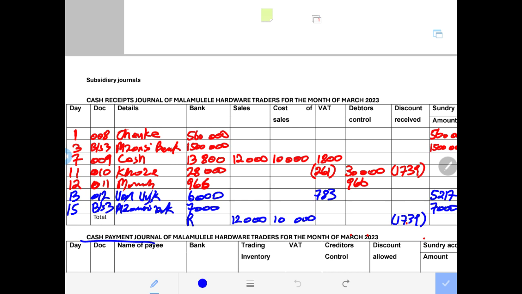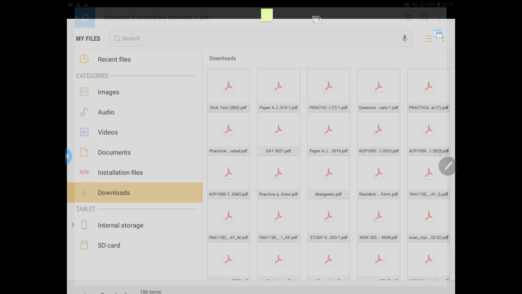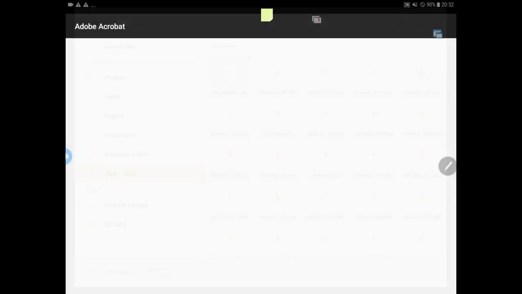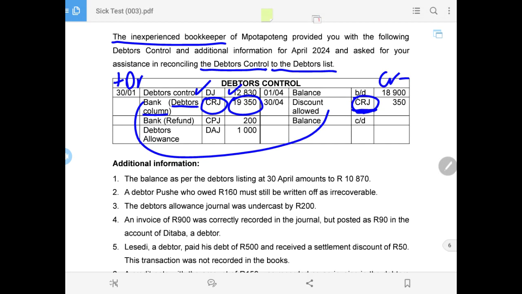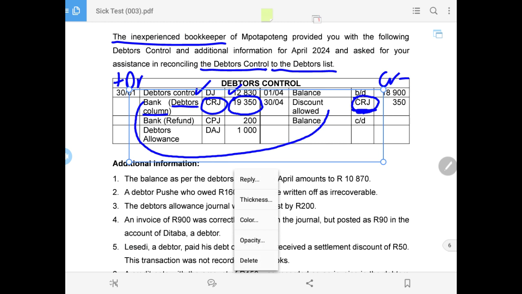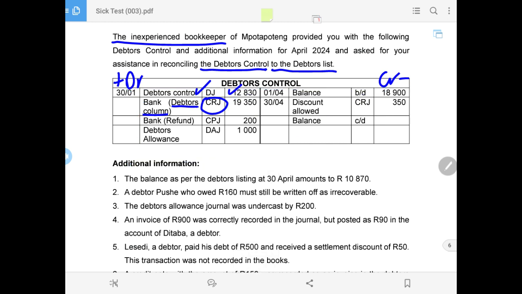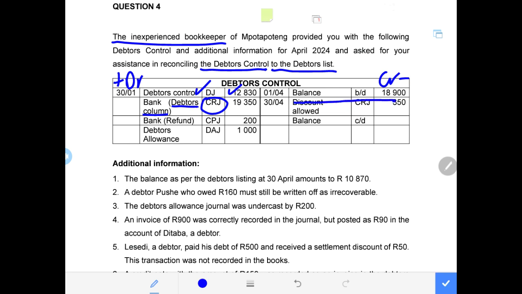I hope that you did watch this exercise that I'm making reference to, so that you do not get confused. It is recording transactions in the subsidiary journal. That is the name of this exercise. So now that means we have received this. It should not even be there.